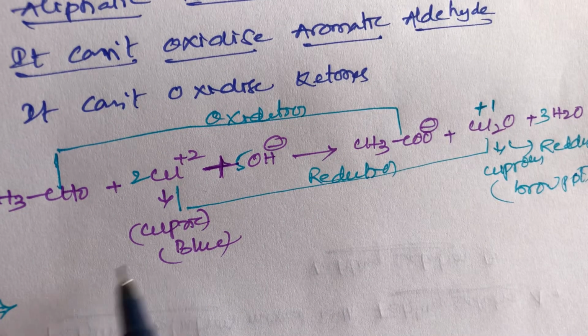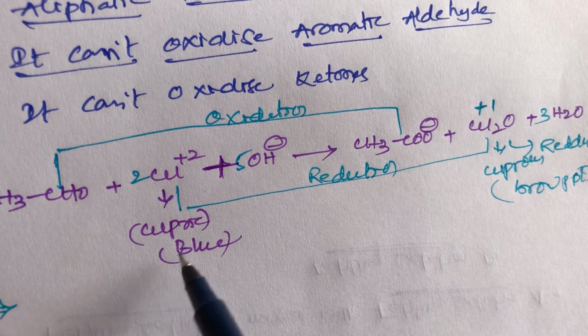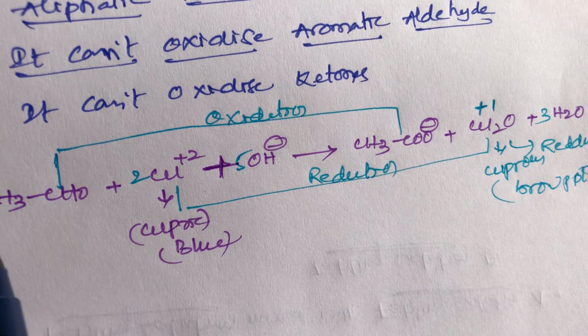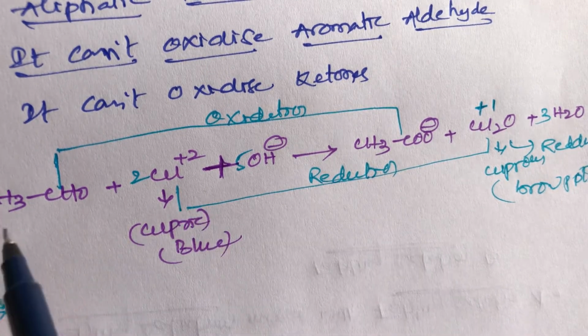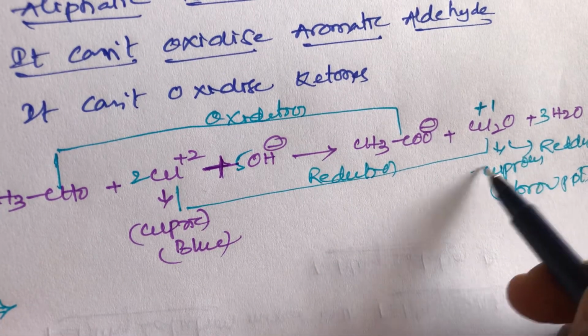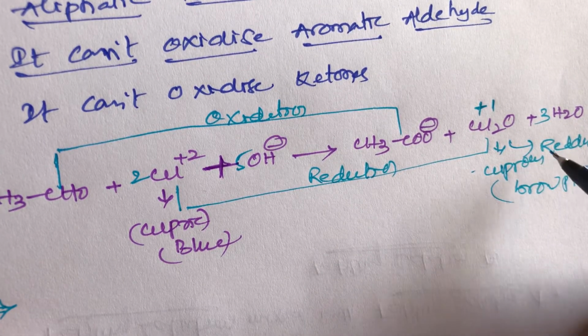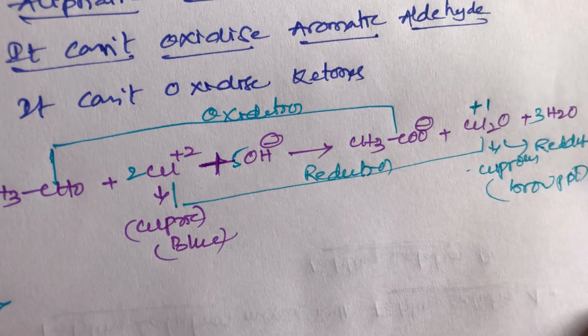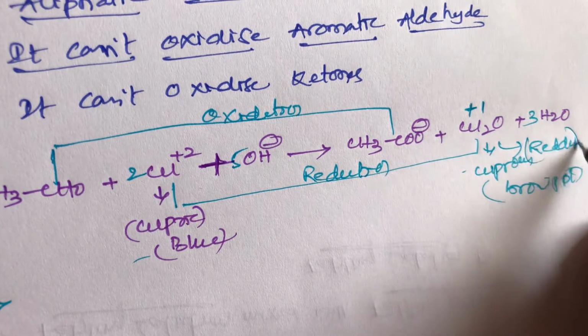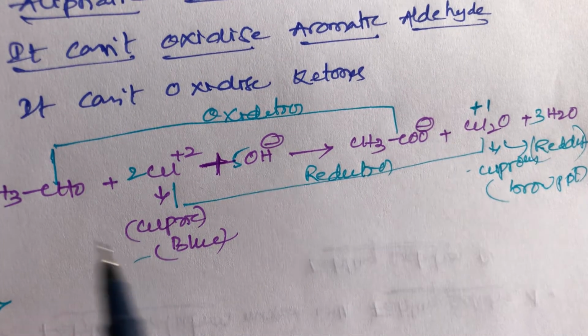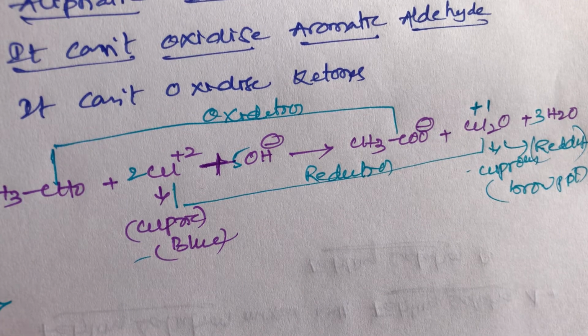This cupric ion, which is blue in color, is converted into cuprous. The cupric ion reacts with acetaldehyde to form cuprous oxide, and a reddish brown precipitate will be formed. That is, the blue color is converted into a reddish brown precipitate. This is very, very important, students.